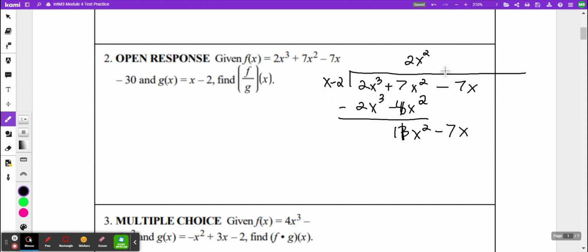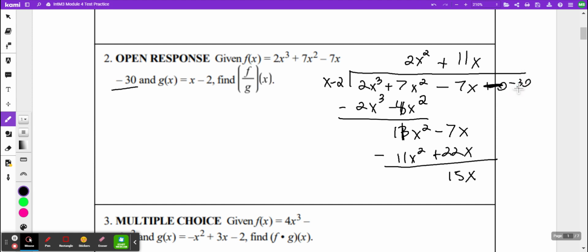In order to get this 11, I'm going to need to get a positive 11x here. And then, hey, look, I have a plus 0 here. 11 times that. Ooh, what's that? Oh, it's 11x squared minus 22x. Subtract. This becomes positive. I should get 15x. And, oh, forgot the minus 30 right here. Minus 30. So if I bring that down, then it's going to be x times what? Plus 15. And 15 times that is 15x minus 30. And I get 0. There we go. I get 2x squared plus 11x plus 15.